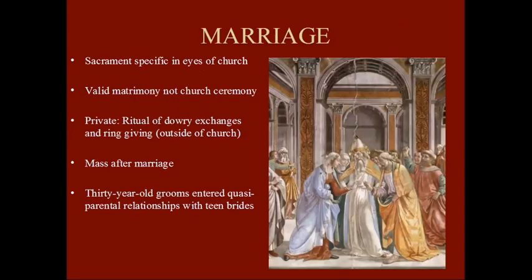Marriage was still a sacrament in the eyes of the church, but a valid matrimony was not a church ceremony. It was actually a private ritual of dowry exchanges and ring giving outside the church, and they had their mass. Now, what was interesting, and this actually affects some of the art that actually gets made, is that we have these grooms, the males that are in certain cases 30 and even older, entering into, you can call it quasi-parental relationships with teenage brides. So it was extremely interesting.